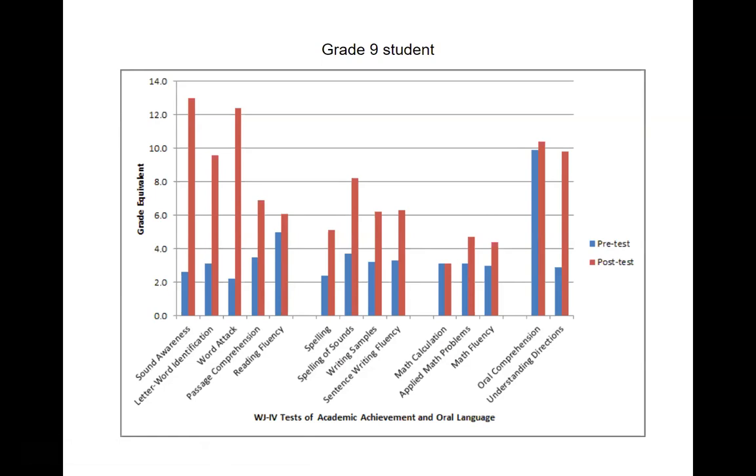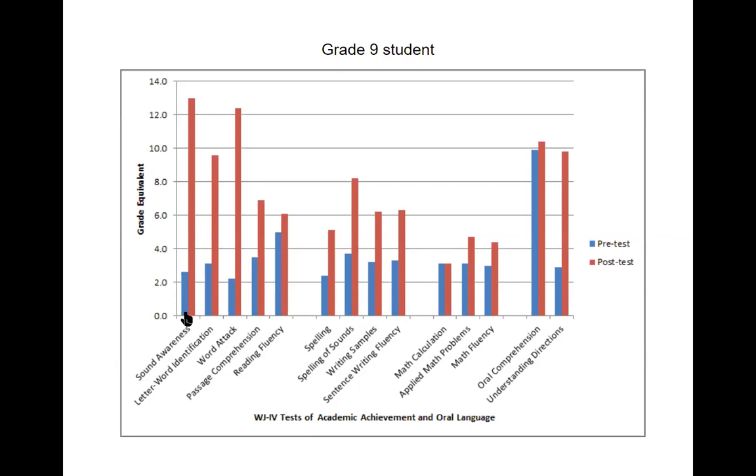This graph represents a former grade 9 student. So this first battery of tests, this first grouping here, represents reading ability. The second grouping here represents spelling and writing. The third grouping represents math fluency and applied problem solving, so word problems. And this last grouping here represents understanding directions and oral comprehension.